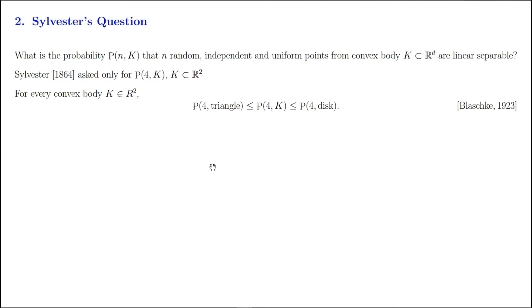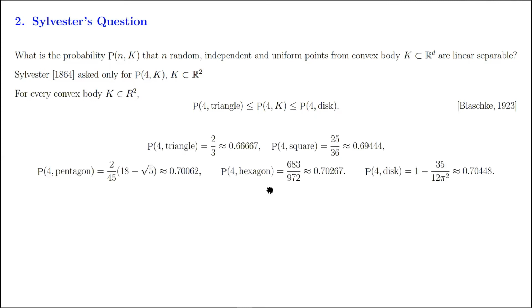Blaschke proved that for every convex body K on the plane, the probability for 4 points in the convex body K is between the probability for 4 points for the triangle and the probability for 4 points in the disk. In particular, the probability for 4 points in the triangle is 2/3. The probability for 4 points in the square is 25/36. And here you can see the probability for 4 points in the pentagon, hexagon, and in the disk.